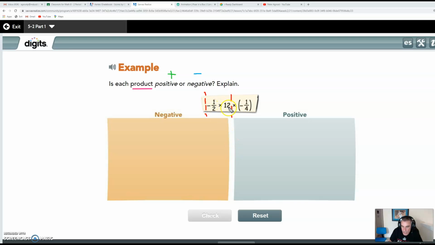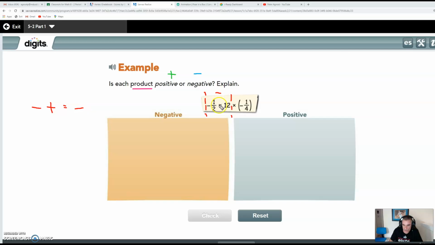I have a negative times a positive, right? The signs are different, so this is going to be negative, okay? Whatever this is, the answer is going to be negative. Now I have to take this negative and multiply it by this negative right here. So for step 1, we had a negative times a positive, and that got us a negative.